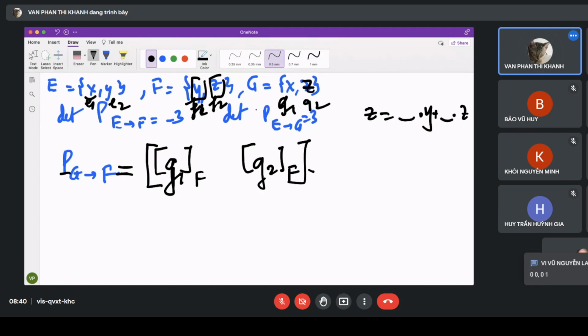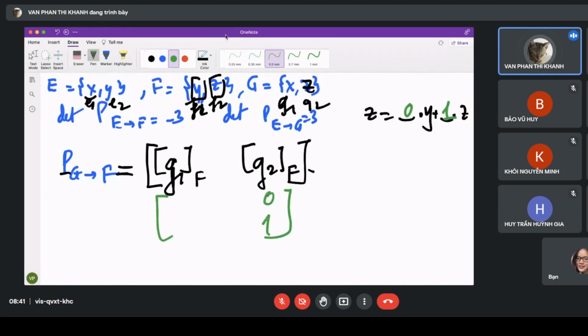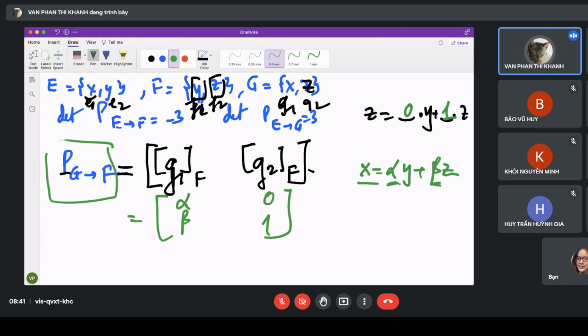You see it? Z equals 0y plus 1z, right? So the second column here will be 0, 1. But you have to represent G1 as a linear combination of y and z. It means that you have to represent x as alpha y plus beta z, so this is alpha and beta. To find this matrix, you have to find alpha and beta, the coefficients when you represent x as a linear combination of y and z.